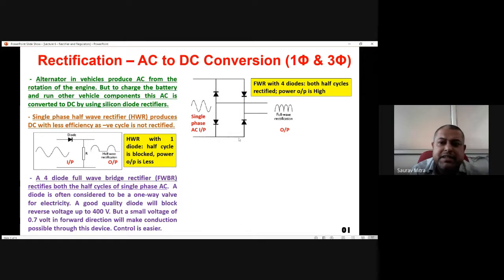So we can see here the details of the bridge rectifier. The 4 diode full wave bridge rectifier, FWBR in short, rectifies both the half cycles of single phase AC. A diode is often considered to be a one-way valve for electricity. It gets triggered in the positive half cycle and comes to the output even if the input is a little greater than 0.7 volt or so. Even a voltage of 1 volt AC will be rectified and we can get the rectified output.